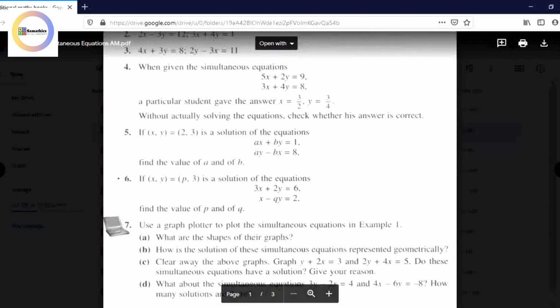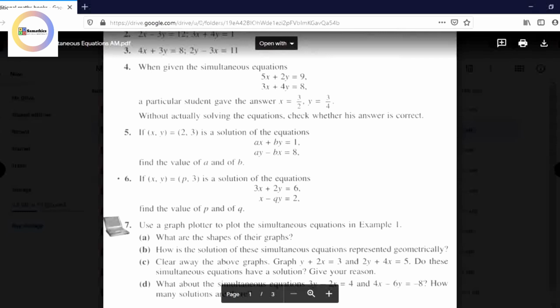Okay. Now in question number 5, it says the value of x is 2, y is 3, the solution of the equations. They are saying that there are two equations, ax plus by is equal to 1 and ay minus bx is equal to 8. So the solution of these two equations is (2, 3), where the value of x is 2 and the value of y is 3.